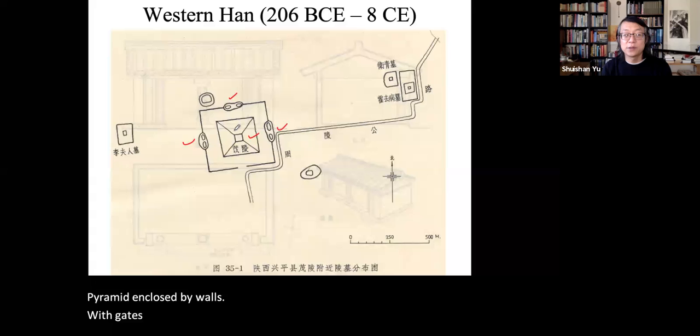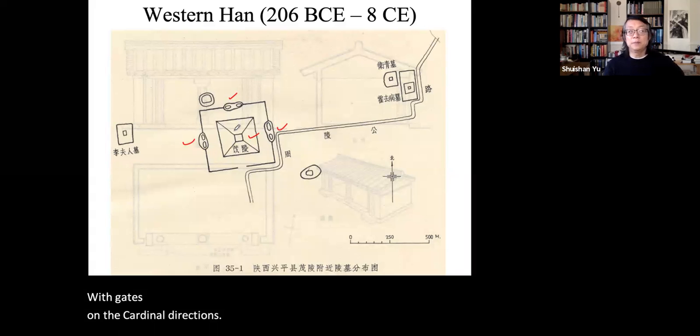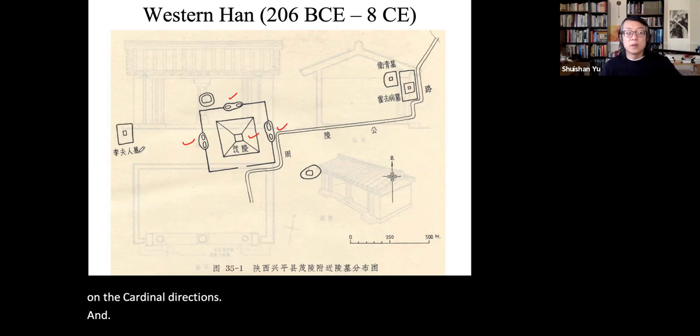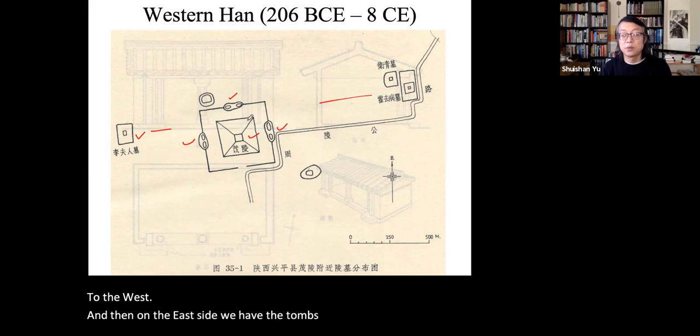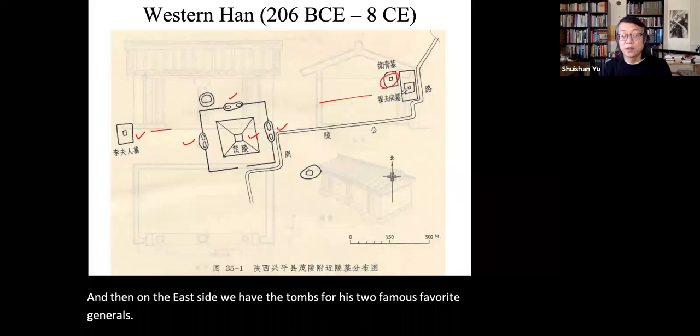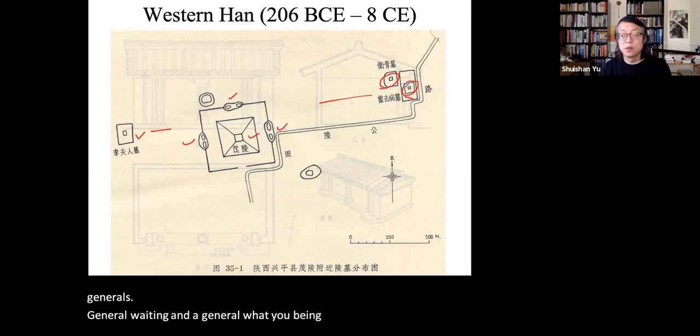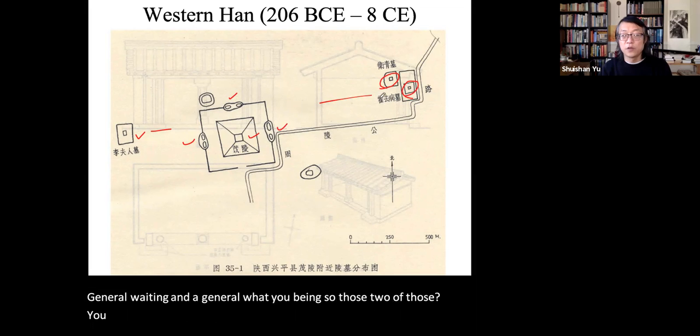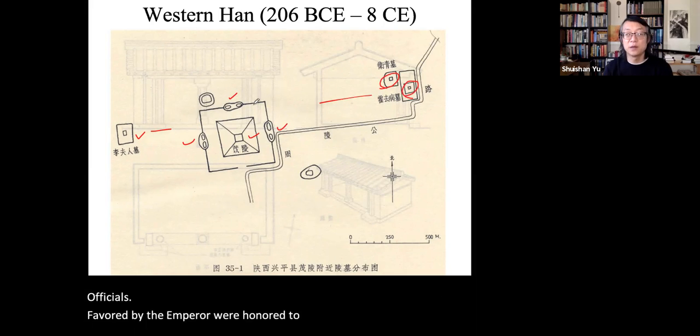On the cardinal directions, his wife's tomb is separately buried behind to the west, and on the east side we have the tombs for his two favorite generals, General Wei Qing and General Huo Qubing. Those officials, favored by the emperor, were honored to be buried near the emperor.